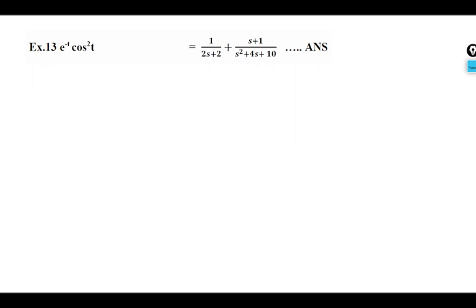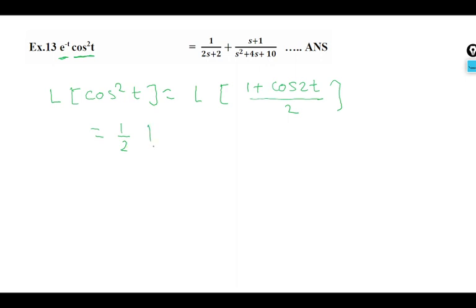Similar to the previous, cos square is there and e raised to minus t is there. Cos square indicates a trigonometric identity first. So first we'll find the Laplace of cos square of t. By trigonometric identity, cos square theta is (1 plus cos 2t) divided by 2. So 1/2 is a constant outside, but the Laplace of 1 is 1 upon s, and the Laplace of cos 2t is s upon s square plus 4. So this is our F(s).